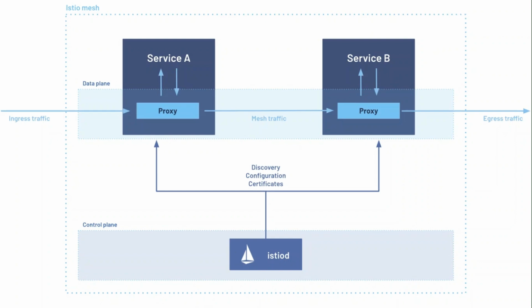Look at the summary of this image. Istio acts like a manager for the network of services, with Istio controlling the rules and the proxies ensuring smooth, secure communication. This makes Istio great for microservices architectures where managing communication between many small services can be complex.